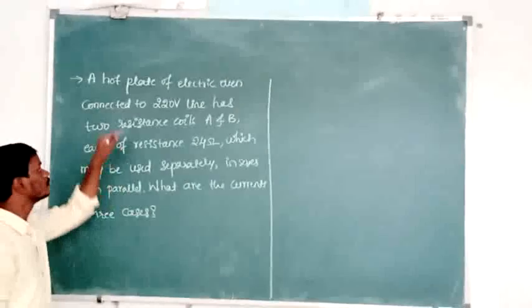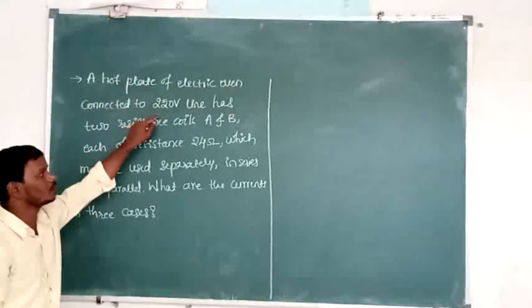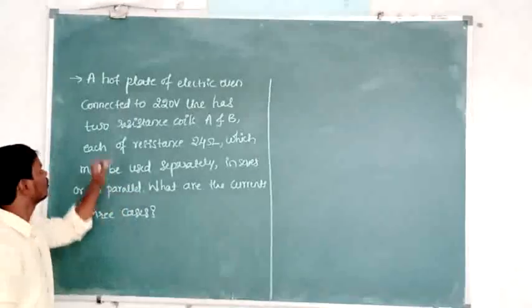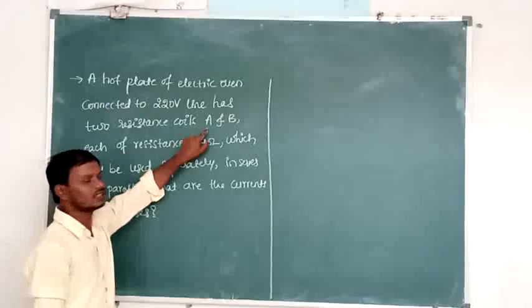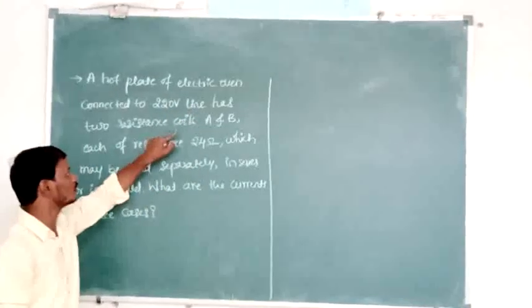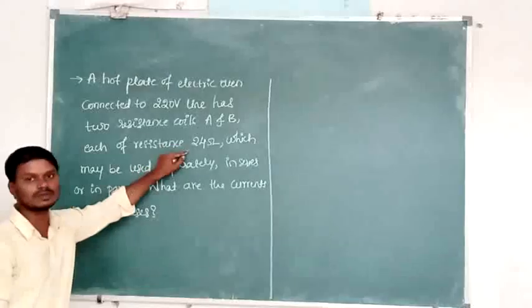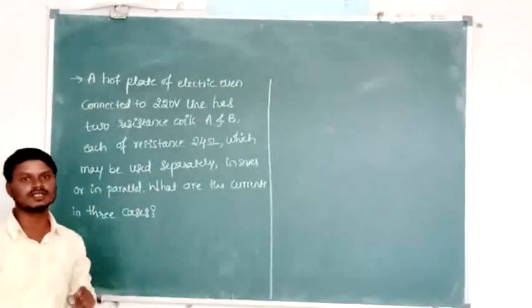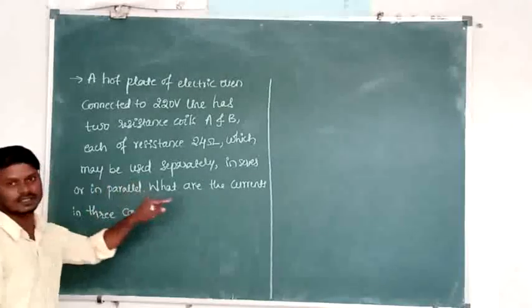Now, next question. A hot plate of an electric oven connected to a 220 volt line has two resistance coils, A and B, each of resistance 24 ohm, which may be used separately.